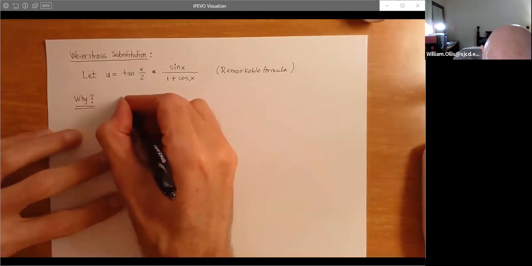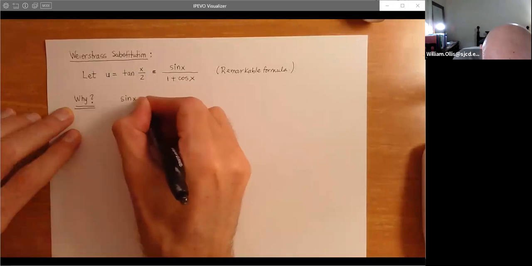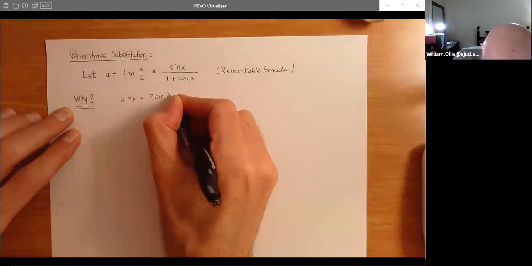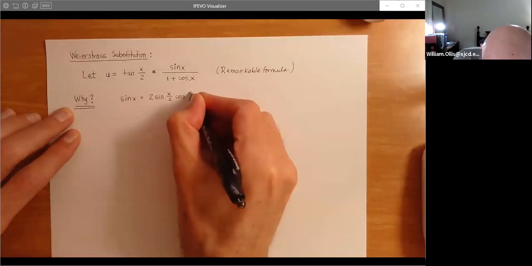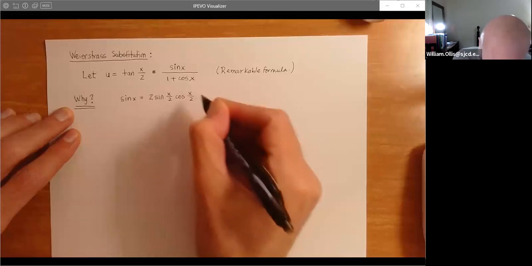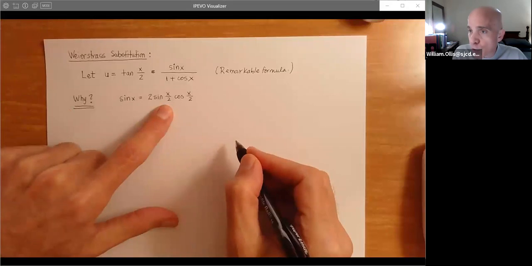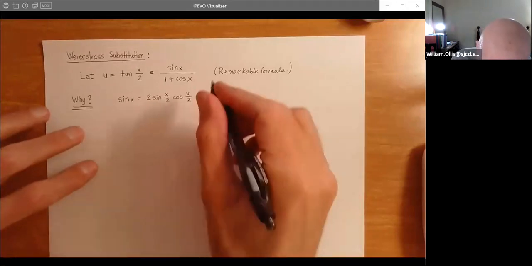So we know that sine of x is just 2 times sine of x over 2 cosine of x over 2. So we can think of x as the double angle and half of it is x over 2. So it's just a reworking of the double angle formula.